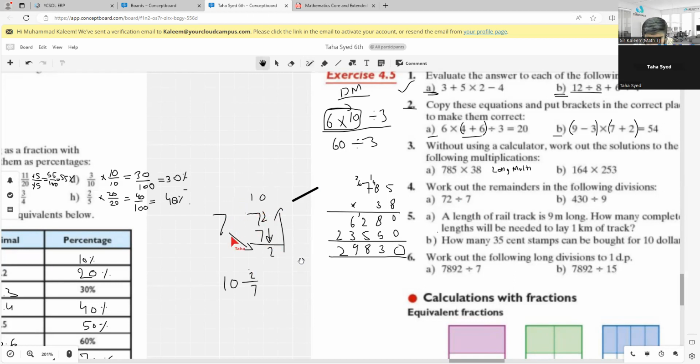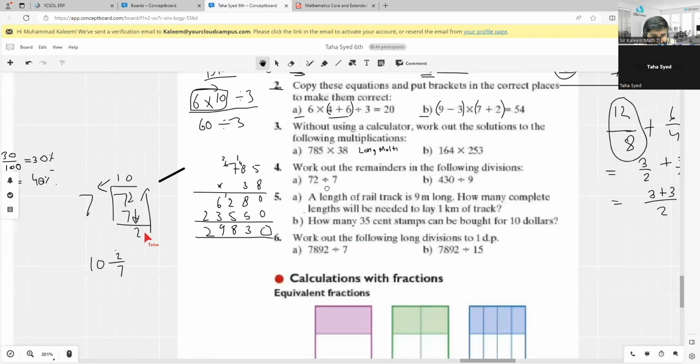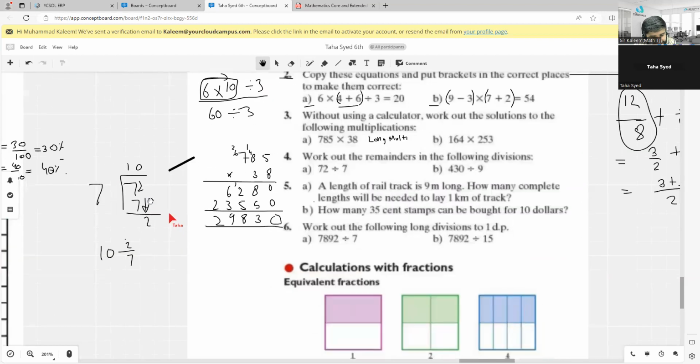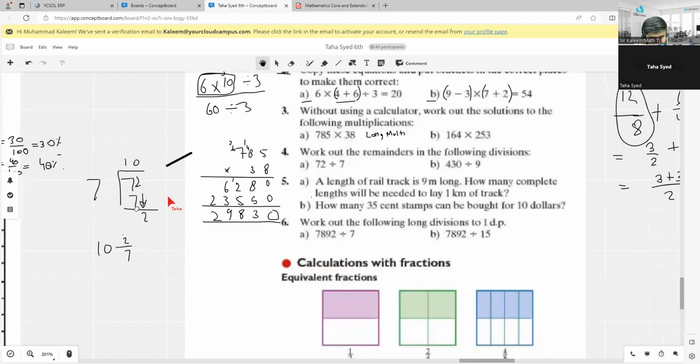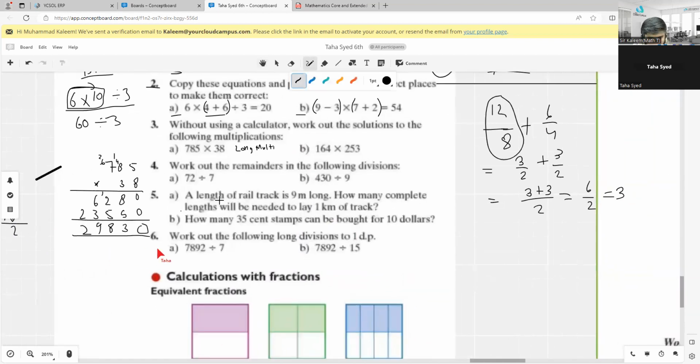Okay, let's move on to the next question. In the exam I might get confused, so I need to know how it goes. 10 will be here, 7 will be there, and 2 goes on top. That's a nice figure. Very nice. Next one.